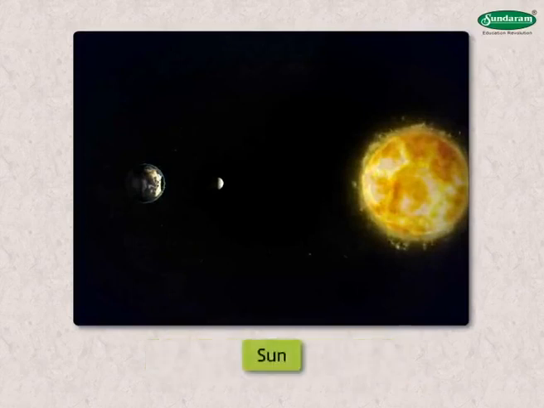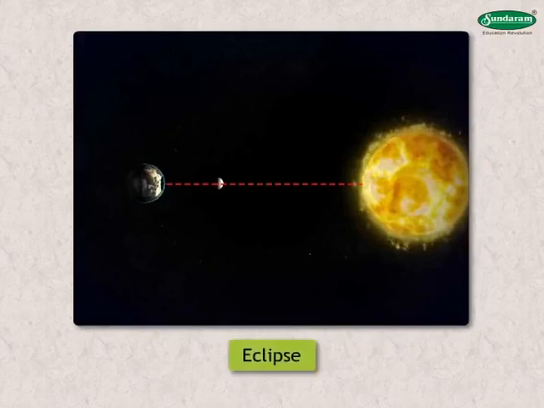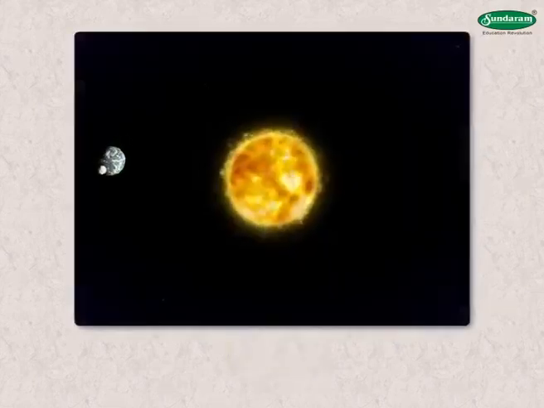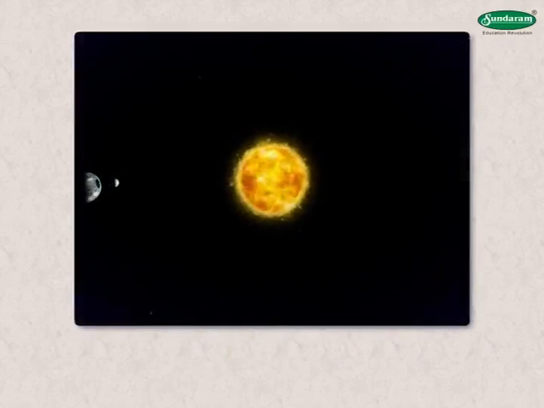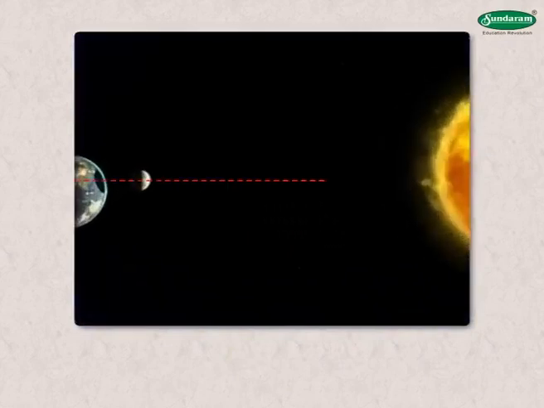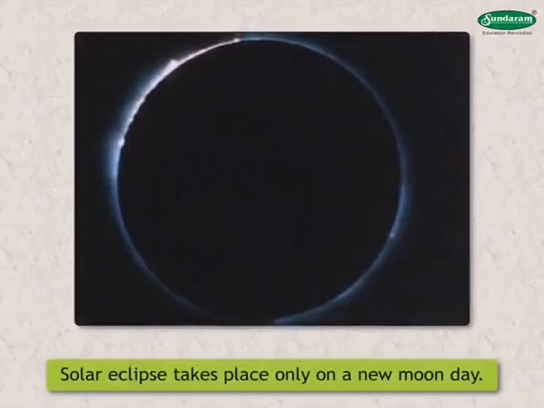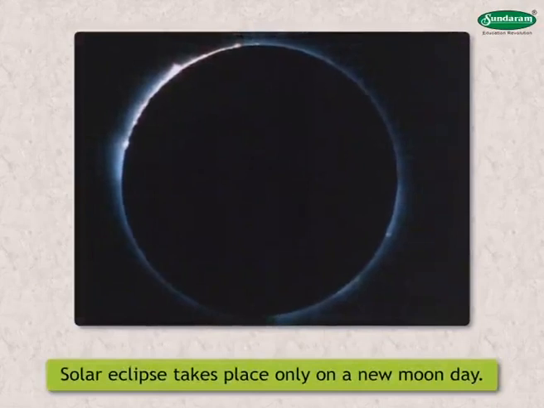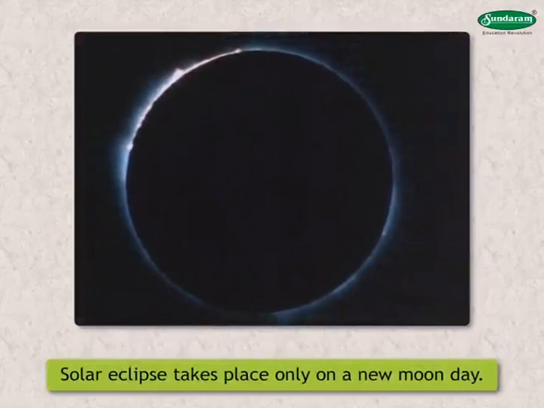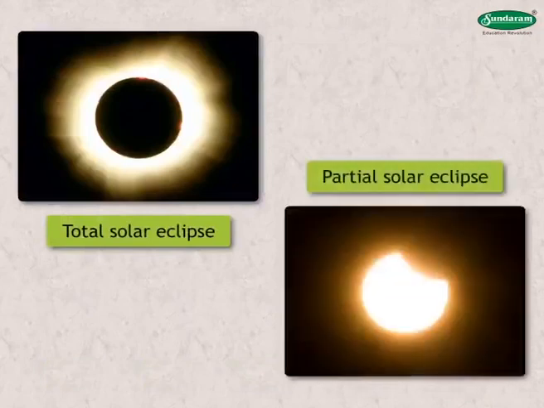But when the sun, moon, and earth happen to come in a straight line, we say that an eclipse has occurred. If the moon comes between the sun and the earth, and the three are in a straight line, the shadow of the moon falls on the earth, and we say that a solar eclipse has taken place. A solar eclipse takes place only on a new moon day. The solar eclipse may be total or partial.